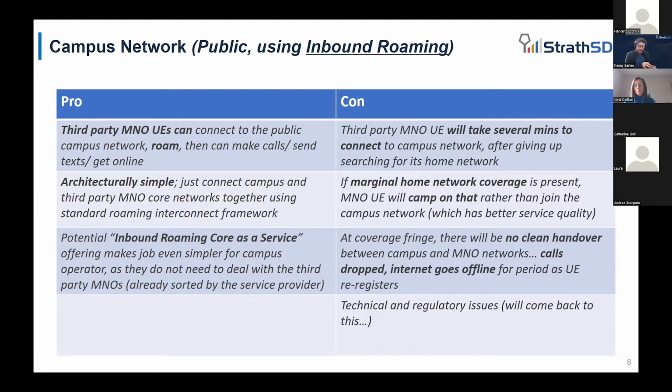And at the coverage fringe, so when you go between the campus network and the MNO's network coverage areas, there's no clean handover. So that basically means you will drop calls, the internet will go offline, and the phone will go into that back off period again while it searches for the operators. So that's not great. And one particular issue with that is it will drop 999 calls if you go across that fringe. There's some technical and regulatory issues as well, but we'll come back to that in a second.